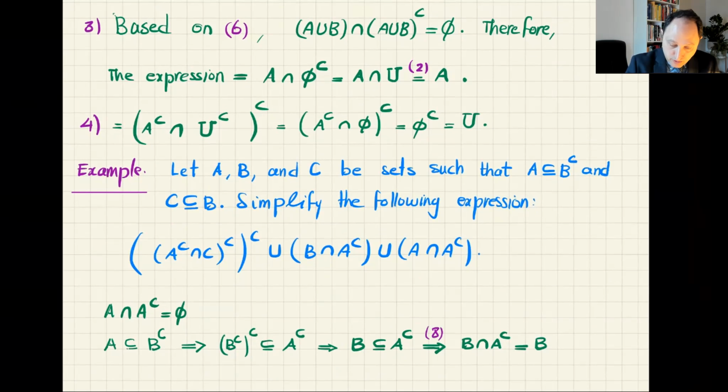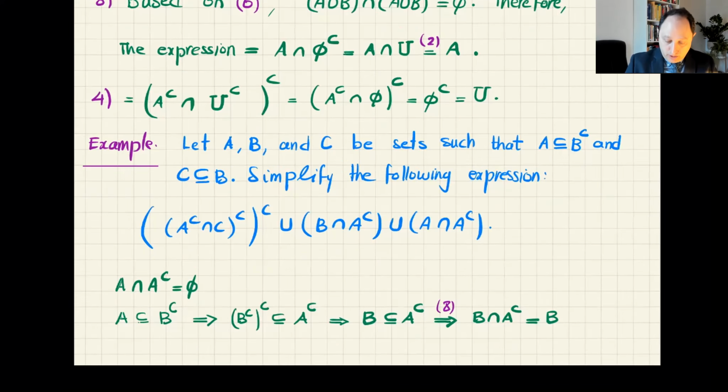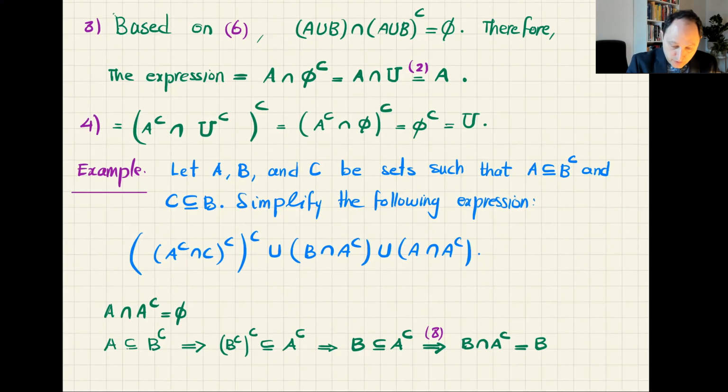Let me just review it again here. I have two sets. I know that this set is a subset of this one. And now I have to answer this question: what is the intersection between these two sets? According to number 8, the answer is the smaller set, which in this case is B. Yes? Okay, but what can I write for this one?